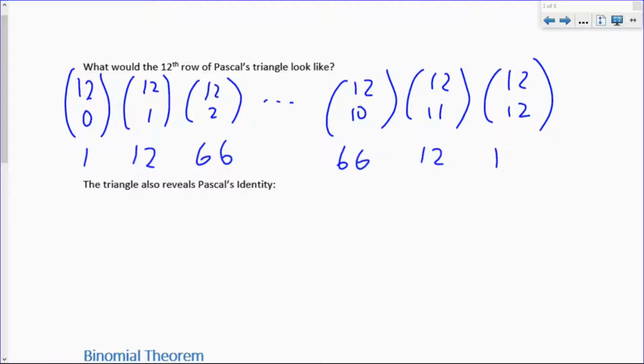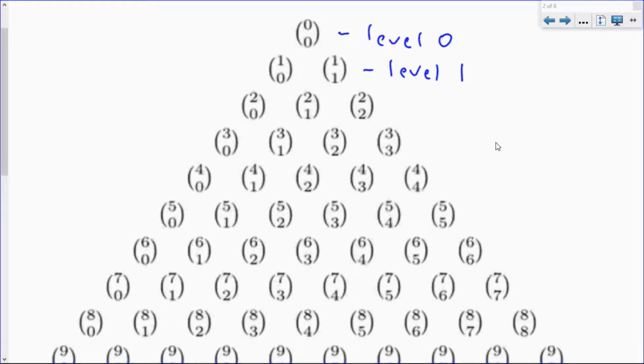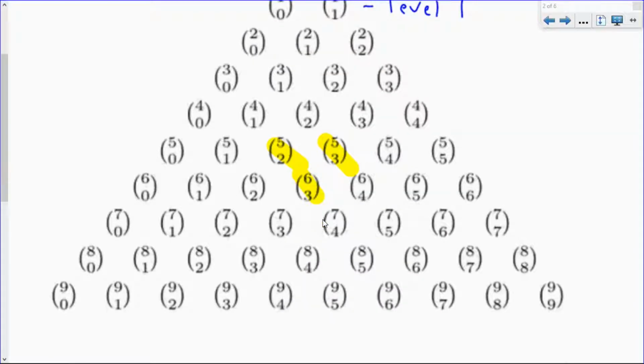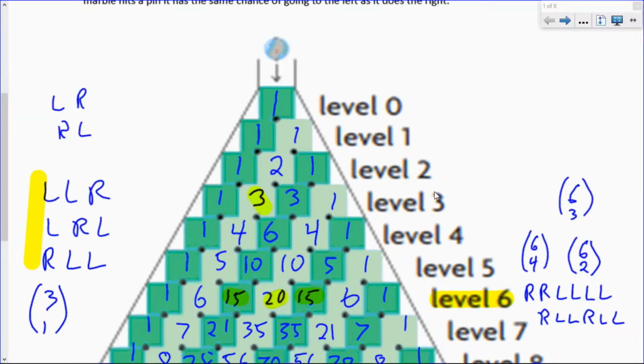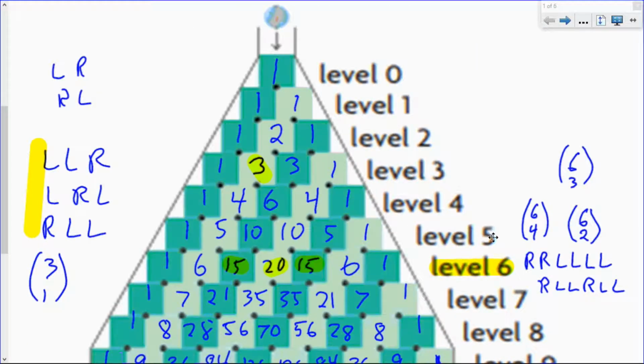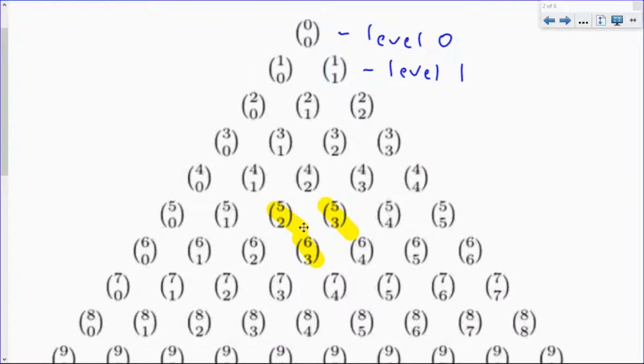Pascal's triangle also reveals what's called Pascal's identity. Let's look at Pascal's triangle. We'll just back up here, and let's look at 5 choose 2, 5 choose 3, and 6 choose 3. Notice that we figured those out in the marble game as well. 5 choose 2 would be right here. And 5 choose 3 would be right here. And notice that we got the 20 by adding 10 and 10. So the same thing is true here. 6 choose 3, which is 20, is equal to 10 plus 10. We can always get a number in Pascal's triangle by adding the 2 above.